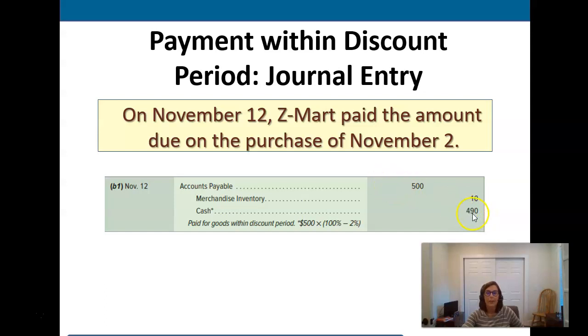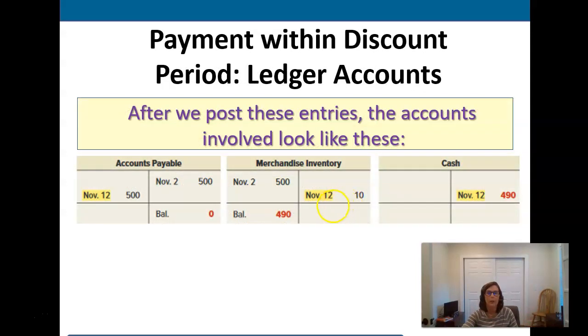But if we just left it that way, we would be out of balance. So what we need to do is indicate that we're going to credit merchandise inventory to show that the actual value of the merchandise inventory isn't the $500 that we entered on the last slide, but is really $490. And then we're still going to reduce the accounts payable by debiting it for $500. So we clear off the entire accounts payable because we will have satisfied that obligation.